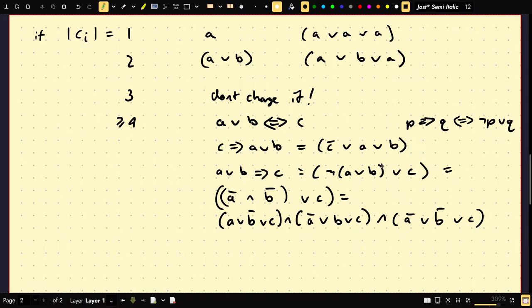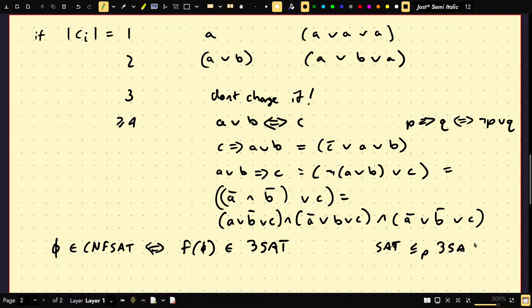But we've now reduced the original clause that had four or more literals by replacing the A or B in that clause, bringing it down. For each clause of four or more, we remove one literal from it and increase the number of clauses. This is only a polynomial increase. It's not some crazy exponential thing. So what we have now is that some Boolean formula is in CNFSAT if and only if our transformation here is in 3SAT. This is by definition reduction. So 3SAT is NP complete.